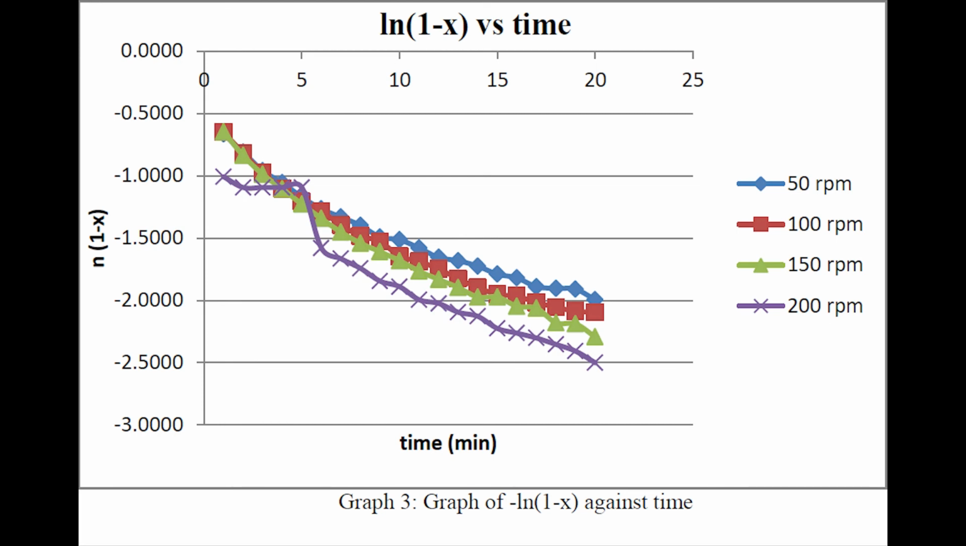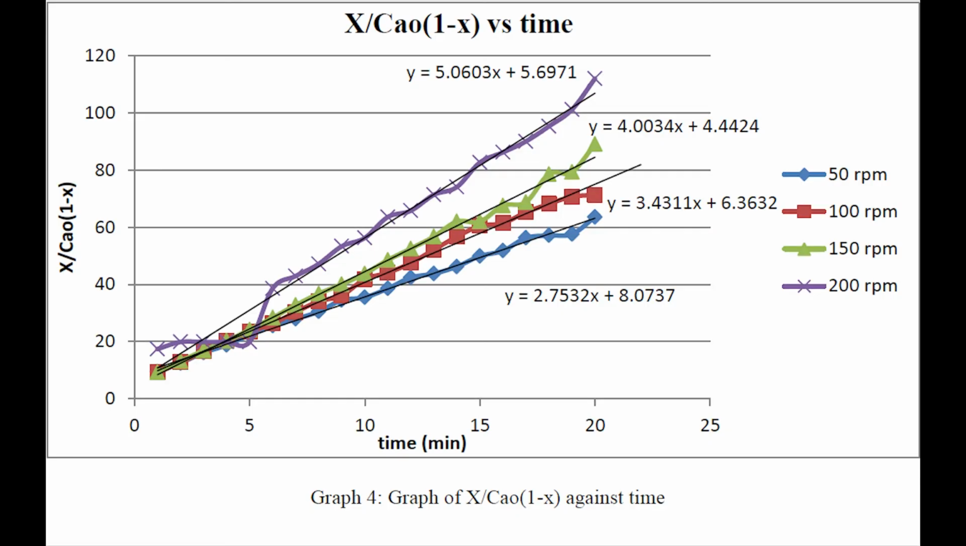Based on the experiment, the set of experiments with rotating speed of 200 RPM shows the highest rate constant. Therefore, the reaction taking place will be faster. This is because as molecules move more vigorously inside the reactor, it will accelerate the reaction.